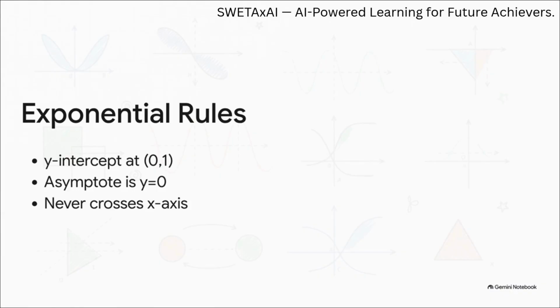It's permanently locked in by a horizontal asymptote at y equals 0. That means the parent graph absolutely never crosses the x-axis. And, beautifully, its y-intercept is always anchored steadily at the coordinates 0, 1.